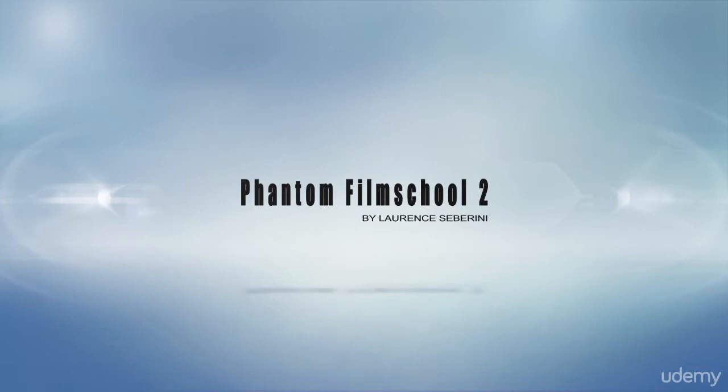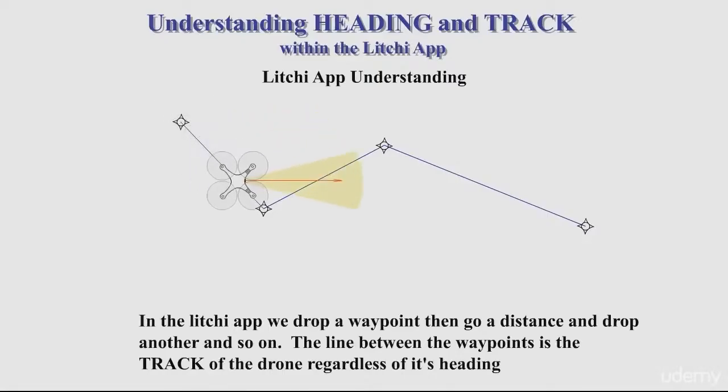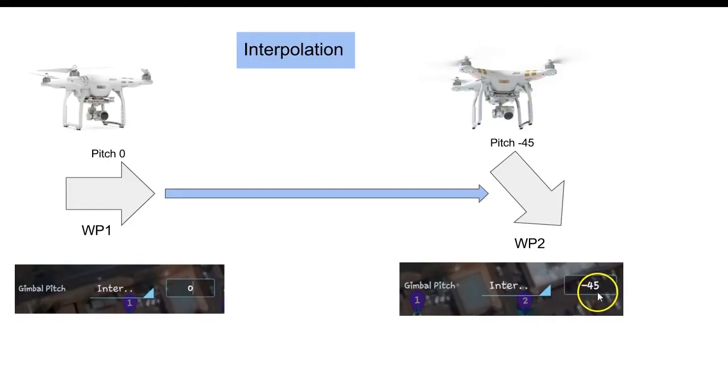In this course we're going to take everything we taught you in Filmschool 1 and apply it to some new stuff. We're going to be starting off with a new theory section. The first lecture will be around the topic of heading, rotation and track, important concepts for setting up your shots correctly. Then we're going to tackle a topic that is very popular, and that is to do with the gimbal pitch settings like focus, PI and interpolation. Very important concepts to master and fully understand.